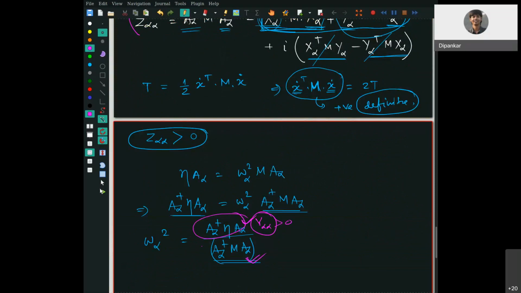So omega alpha square is the ratio of two positive definite quantities. Now I can confidently say that omega alpha square is positive definite. That means the frequency eigenvalues that I am getting from this exercise are real and positive, and so that actually gives me oscillations. It's not exponential growth or exponential decay. These are real oscillations. So I will close my lecture for today here.